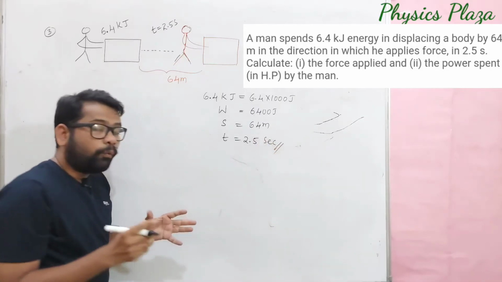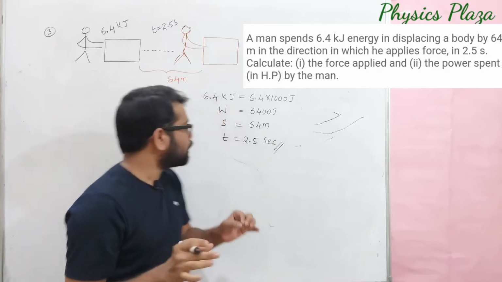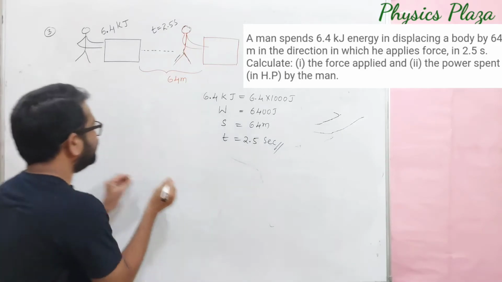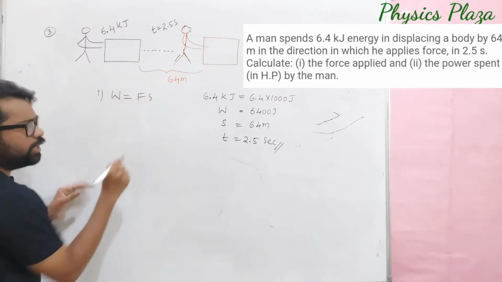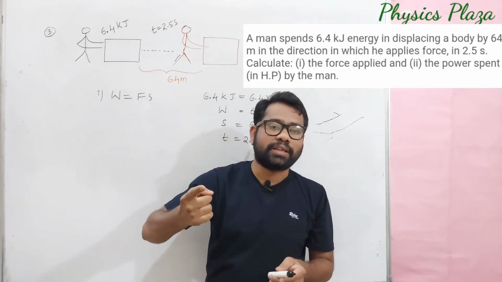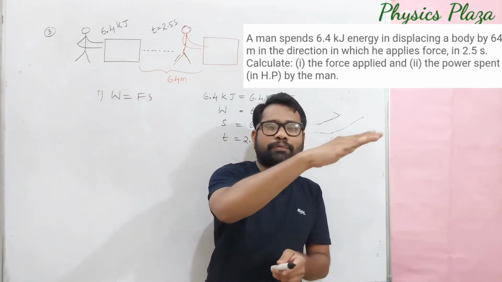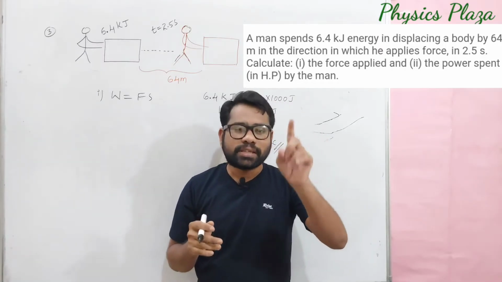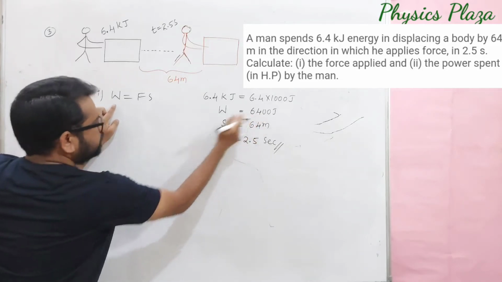So the first thing asked is to calculate the force applied by the person. Come on children, how can we calculate the force applied? Let us recall the force formula again. Here, first one, W is equal to Fs. Why W is equal to Fs only? Why not considering the cos theta here? Children, it is given that the body is displaced in the direction of applied force. When the body is displaced in the direction of applied force, theta is 0. So directly we can take W is equal to Fs. Here W is 6400.